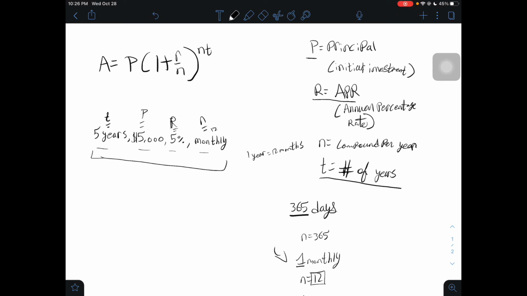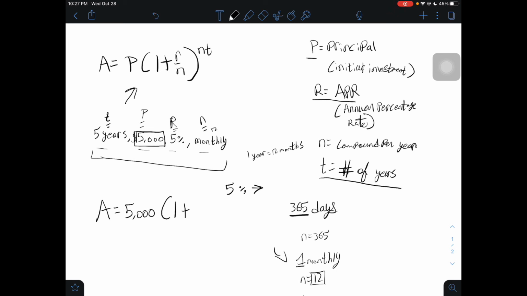Now we're going to substitute all these values into the equation. We have A equals P, and P is 5,000. So we put 5,000, parentheses. The 1 is always going to stay the same. So 1 plus our R value, and our R value is always going to be a decimal. So 5%, we have to turn this into a decimal, and in order to do that, you just divide by 100. 5 divided by 100 is just 0.05.